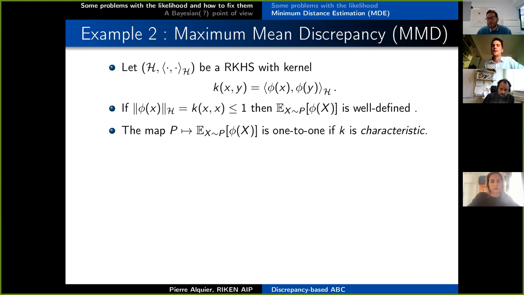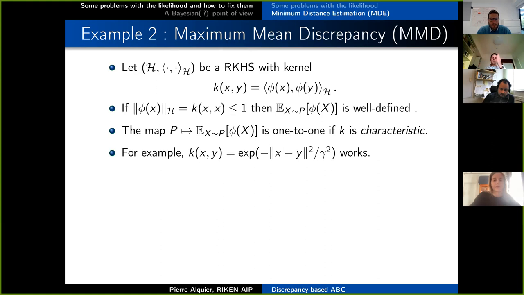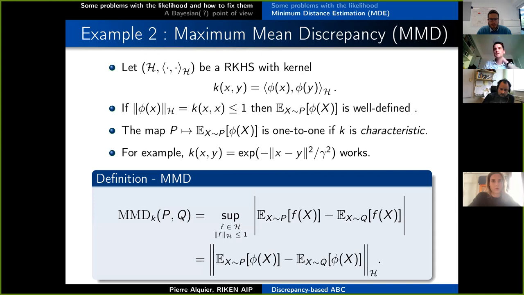I should mention this: it's proven, it's not easy, but it's proven that if you use, for example, the Gaussian kernel, then of course it's bounded by one, but it's also characteristic. So the expectation of each probability distribution is unique. Okay. And in this case, if you consider the MMD distance, the usual definition is the Hilbert norm between the expectation of phi of x under p and the expectation of phi of x under q.